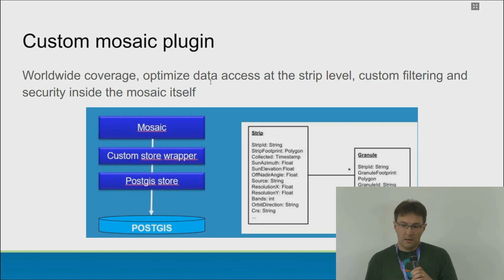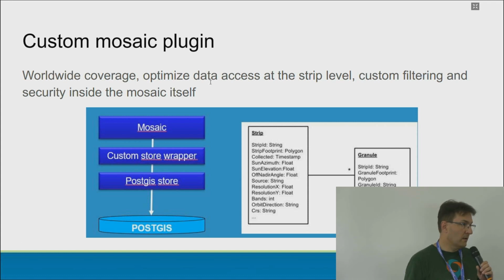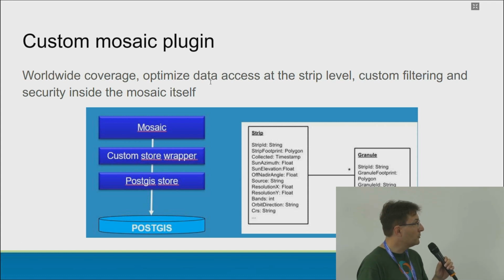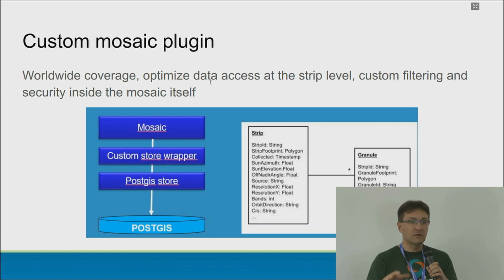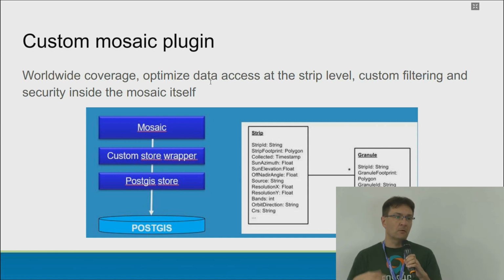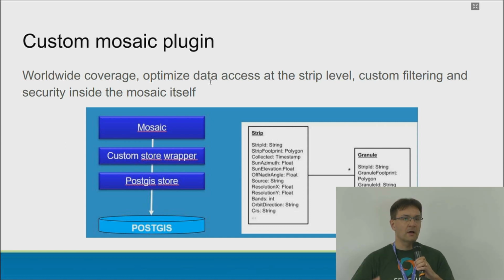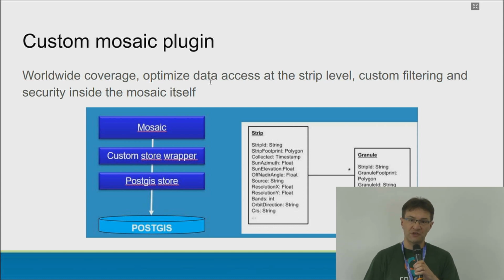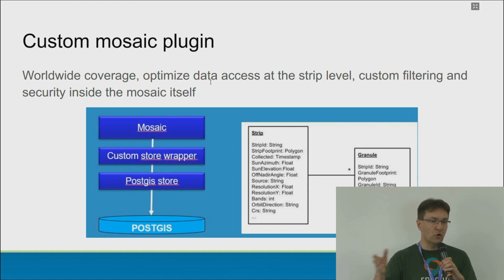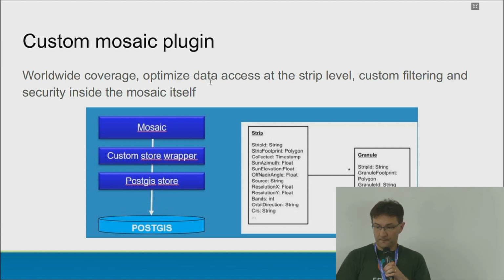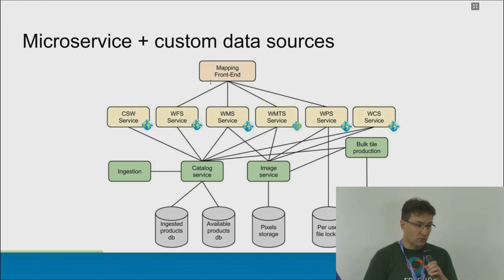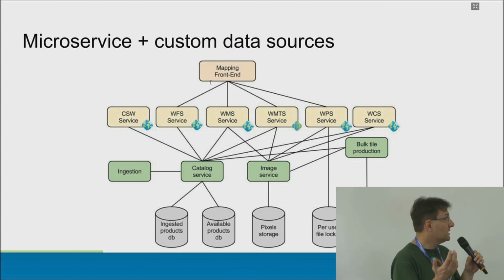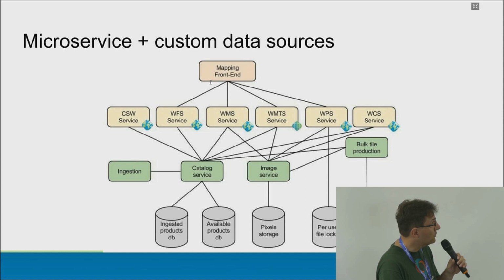Next. Custom mosaic plugin that we did for Digital Globe years ago. They already had a catalog of all the images that they wanted. They didn't want to replicate it into an image mosaic index. We switched in a plugin for the image mosaic to replace the normal JDBC catalog with one that would talk to their services.